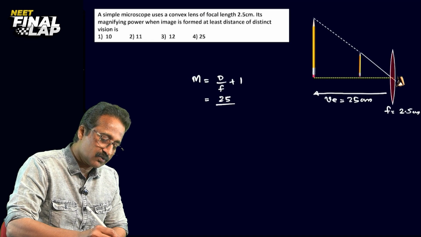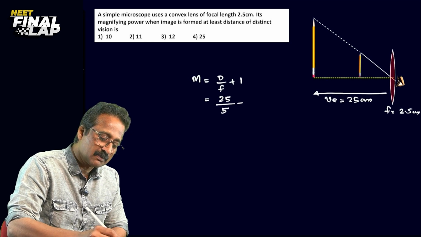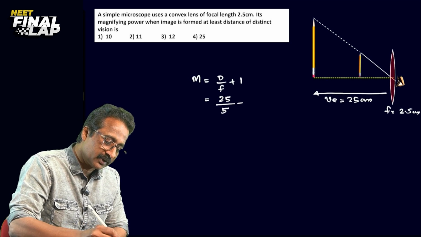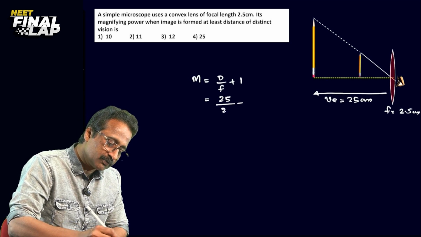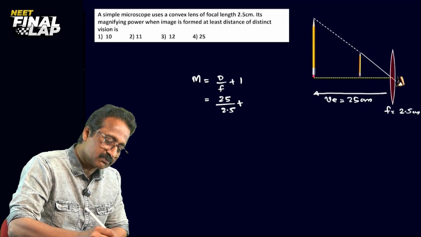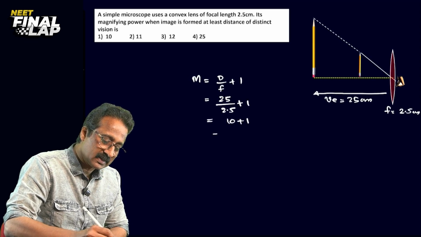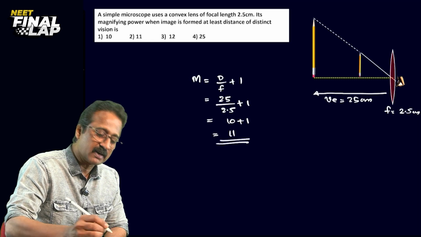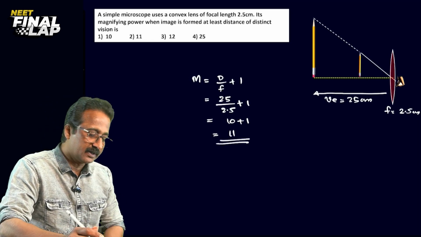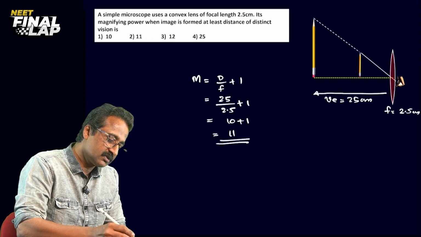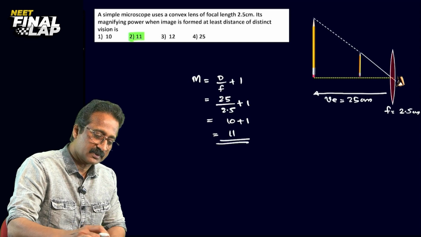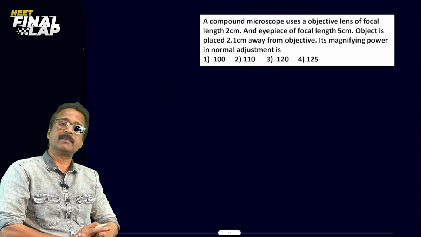Now 2.5 cm is the focal length of the lens, plus 1. So 25 by 2.5 is 10, plus 1, the answer is 11. So the magnifying power this lens can provide is 11. So you go with option 2. Okay, that was my first question based on simple microscope.